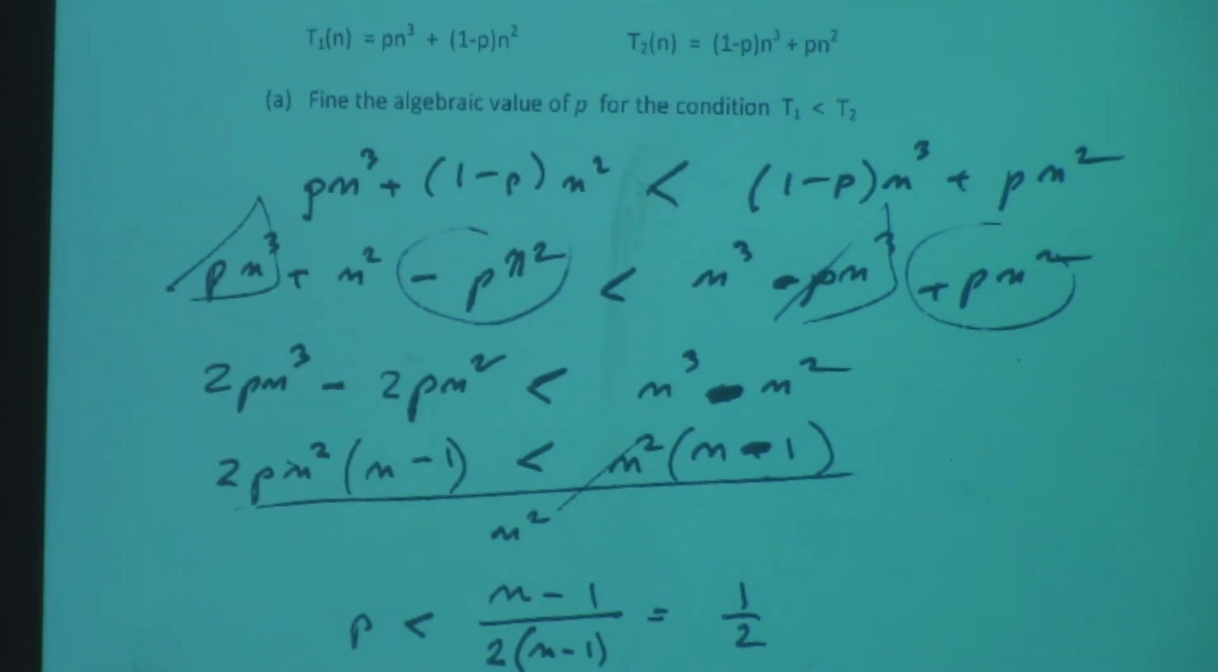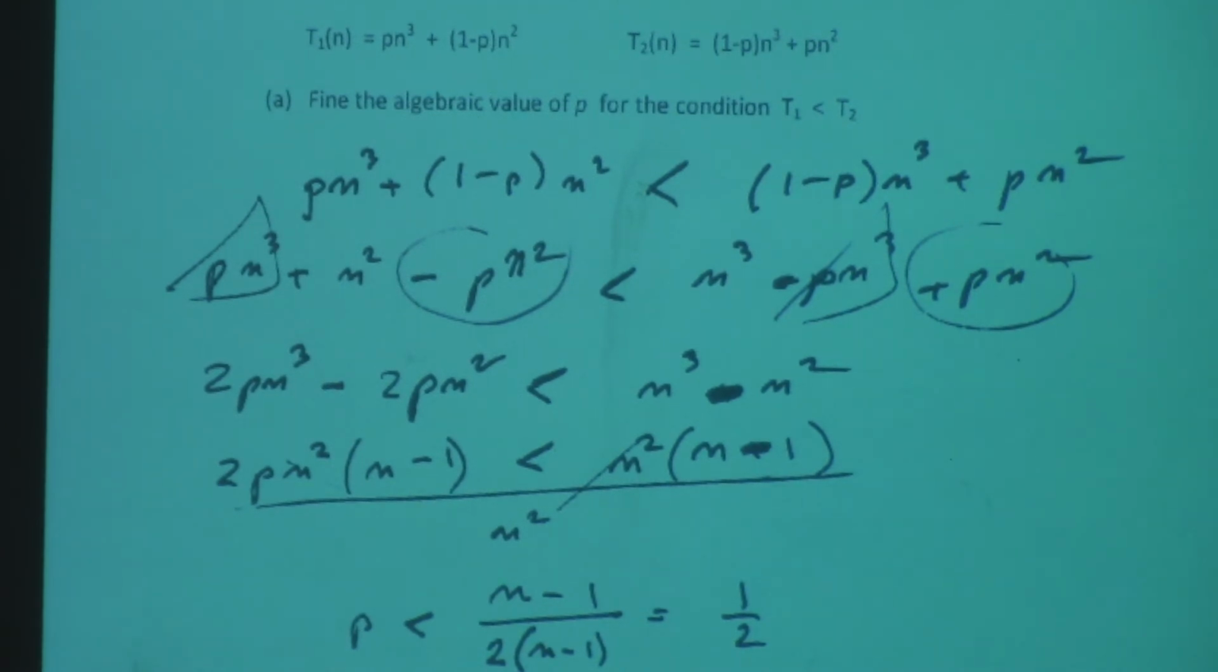So then we can factor out what we have, which is 2 P n squared in each of them. 2 P n squared times n minus 1 is less than n squared, factoring n squared, times n minus 1. Dividing by n squared, now be careful when you divide by n squared, it's an inequality. Are we dividing by a negative value? And the answer is no, because n is a large positive value, so n squared is going to be positive. So dividing by a positive value does not change the inequality.